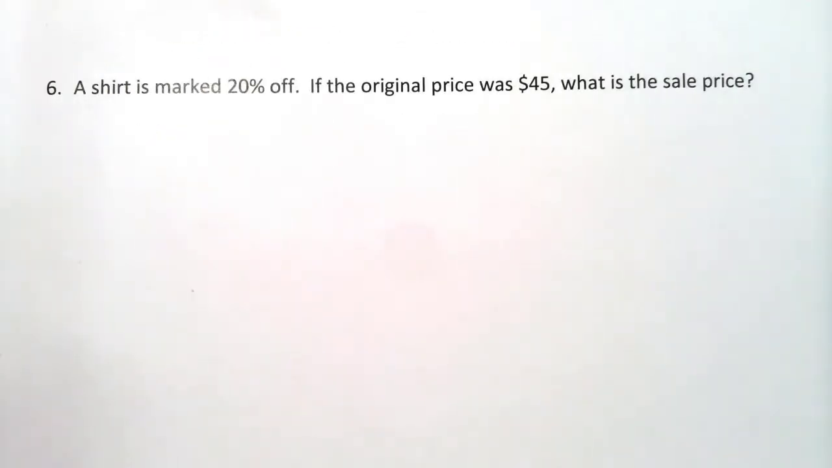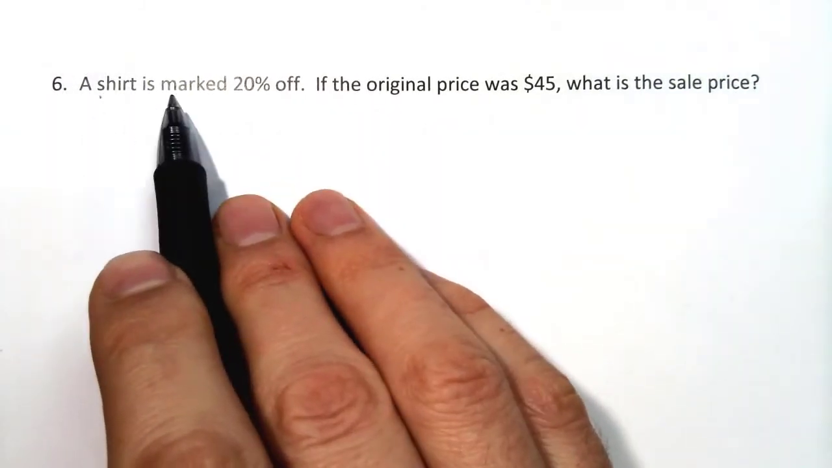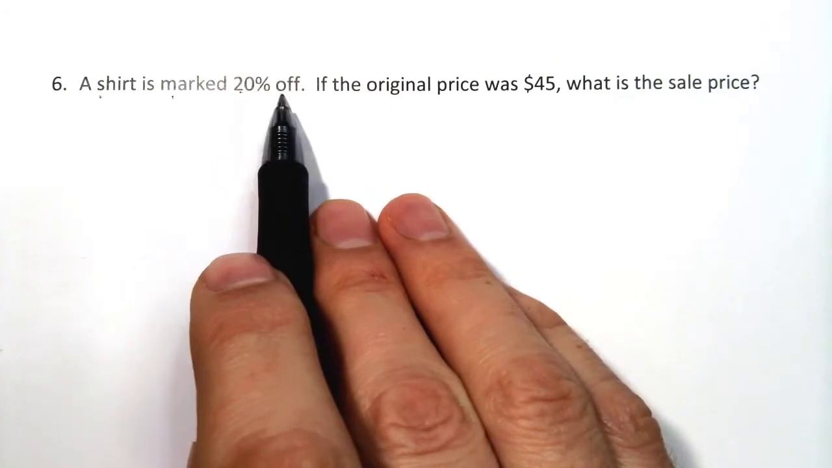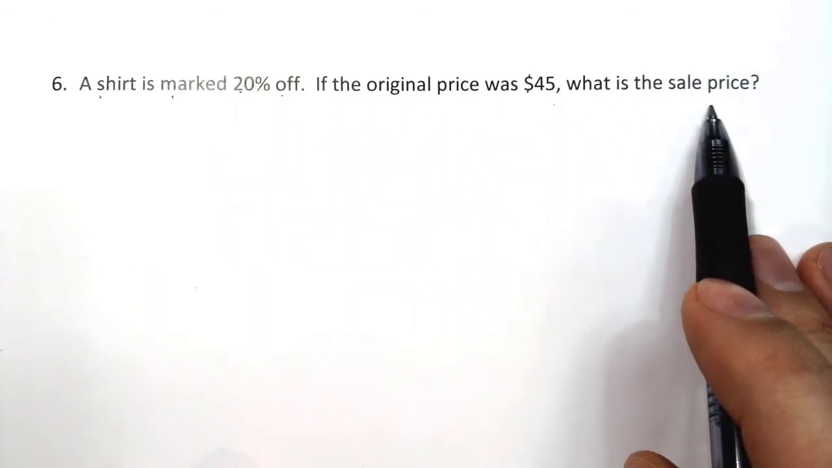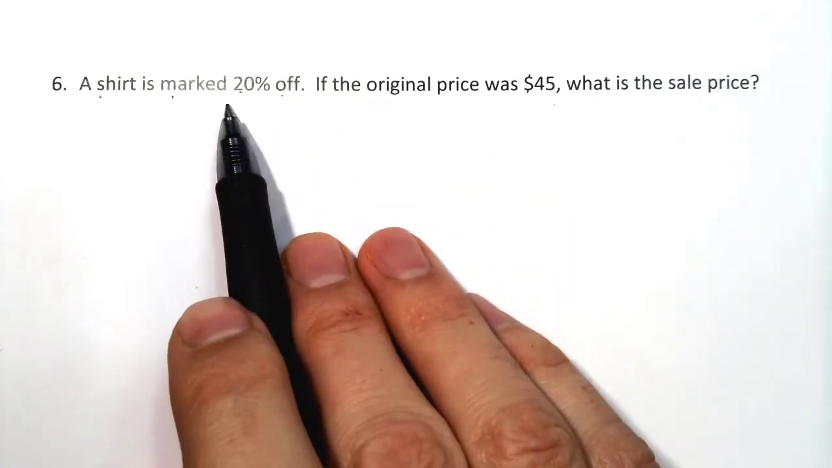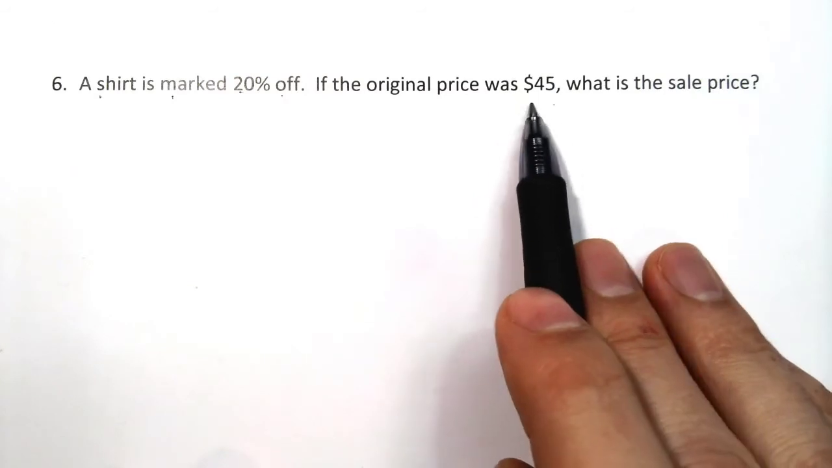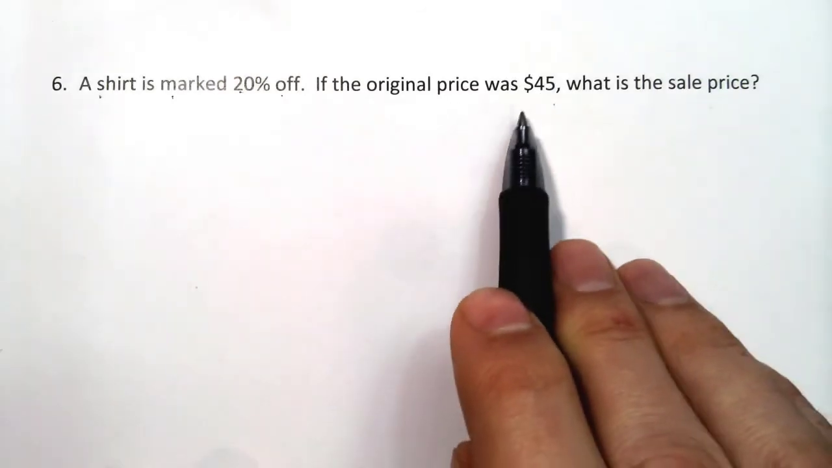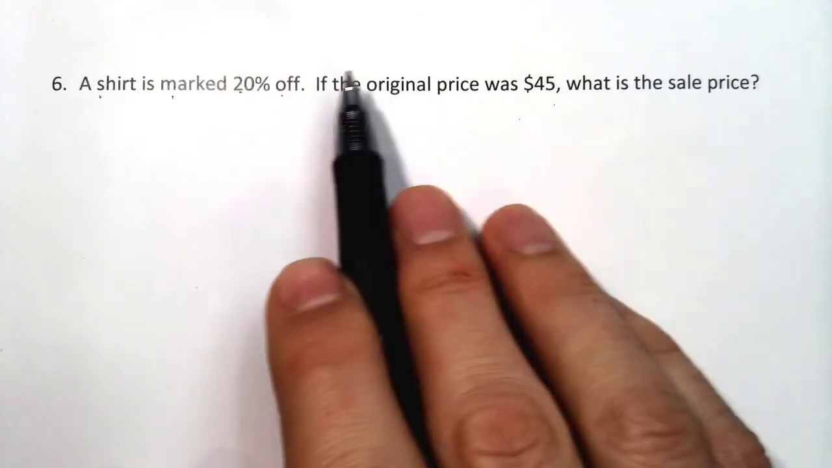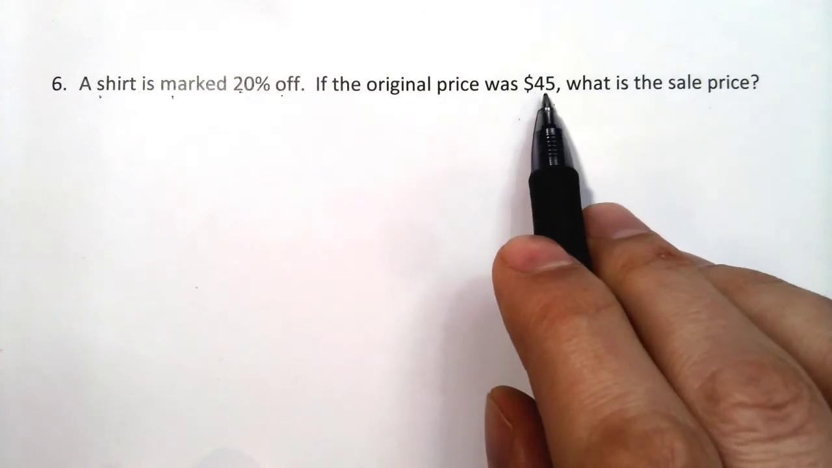This is a very closely related problem, but here we're doing something slightly different. It says a shirt is marked 20% off. If the original price was $45, what is the sale price? Okay, well, it got marked 20% off, so we're going to take 20% of 45, and we're going to reduce the price by that amount. So the new price is going to be less than this, which means we're going to subtract 20% from it. So first, let's compute 20% of 45.